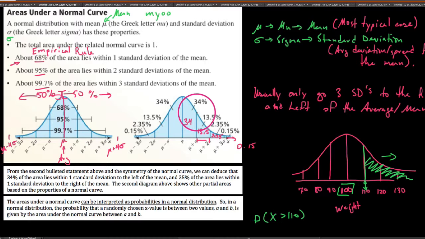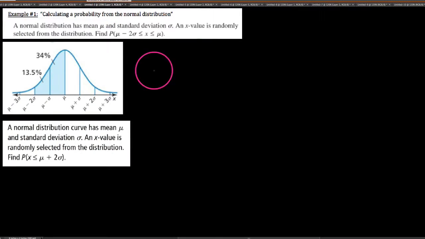And you could see that from up here, it'd be really easy for us to just go up here and add up 13.5% plus 2.35% plus 0.15%. But that would really be representing the probability that we grab somebody that's greater than 110 pounds, because that's the percentage of the population that's greater than 110 pounds in this particular example. So here's what I want to do.